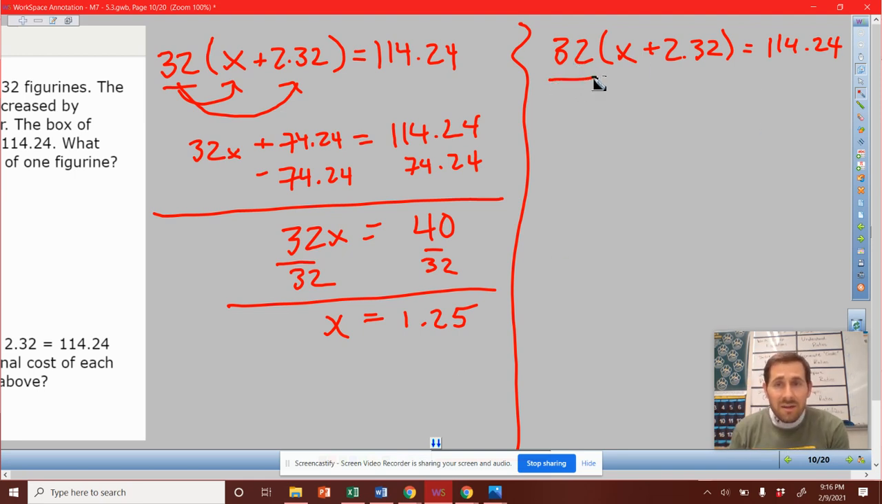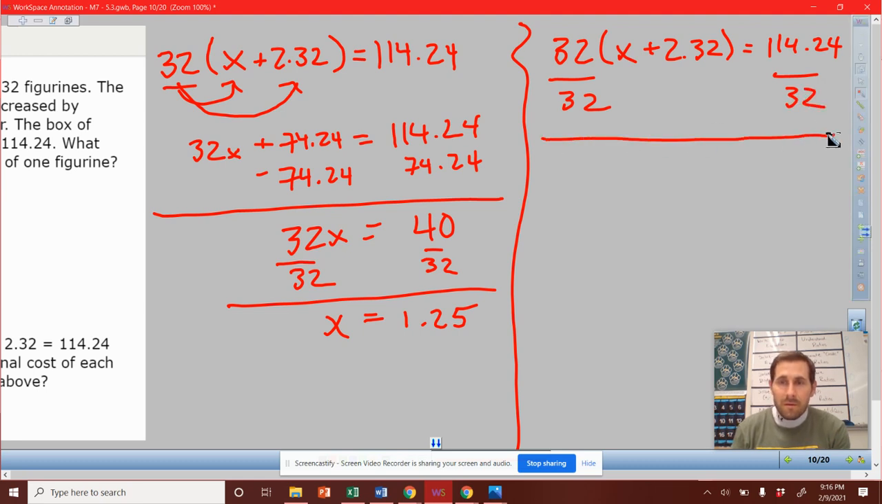So the other way we could have done it is divide by 32 first. That's going to get rid of my 32s. That's going to bring down my x plus 2.32. And then over here, I'm going to get 3.57. Making sure I'm doing that right. Yeah. If I take 114.24 and divide it by 32, I'll get 3.57.